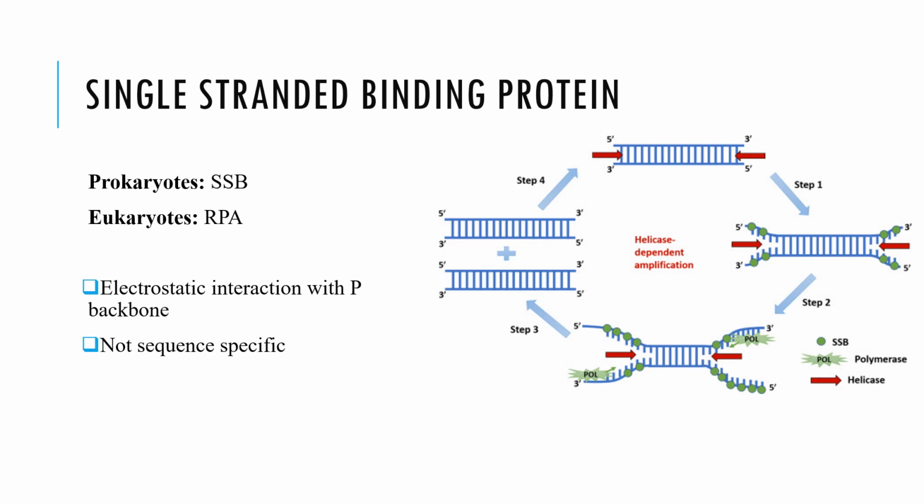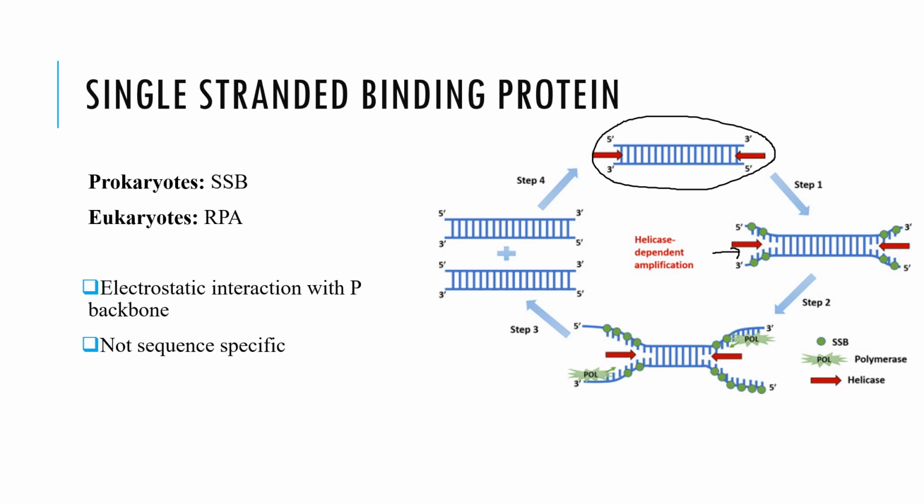So next step is the single stranded binding protein. What is the single stranded binding protein? You can see in this step, this is the DNA strand, and here after the activity of the helicase, the two strands get separated, but these two strands may try to come closer to one another and may try to form the hydrogen bonding.